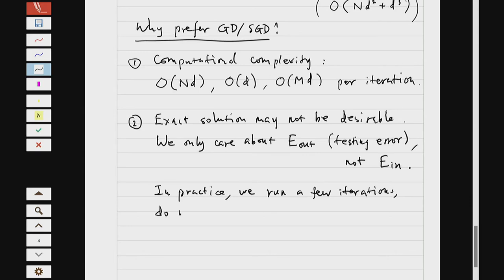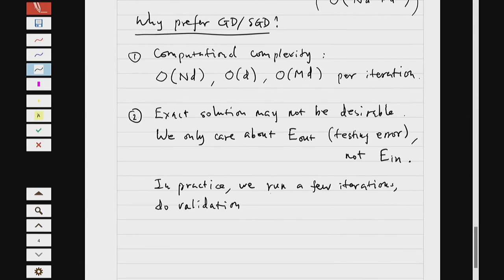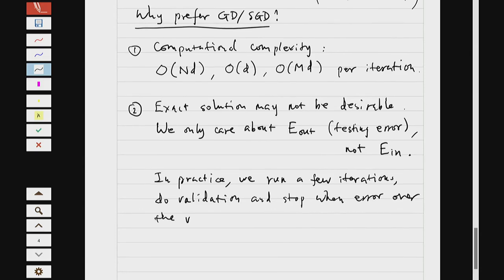We do validation. Again, the idea of validation should be simple enough to understand, right? We don't have to formally define what validation means at this point. And then we stop when the error over the validation data set is good enough.